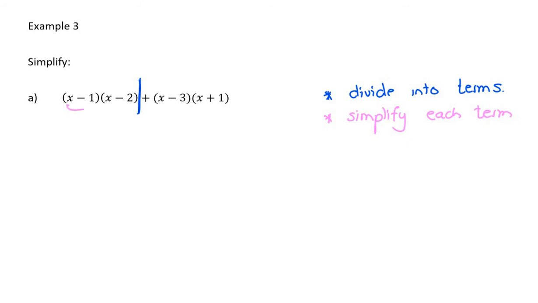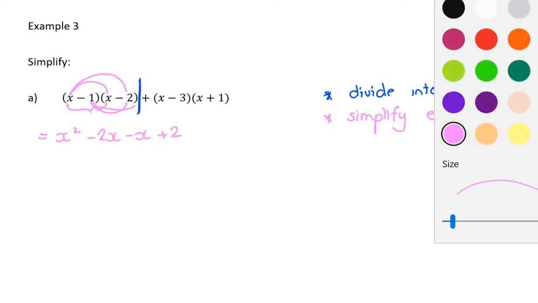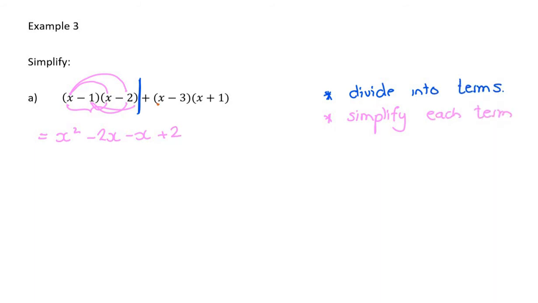So this first part, this first term, that's a really easy binomial times a binomial. So I get x squared minus 2x minus x plus 2. So that's the first term. Now my second term is also just a binomial times a binomial. So plus x squared plus x minus 3x and minus 3.